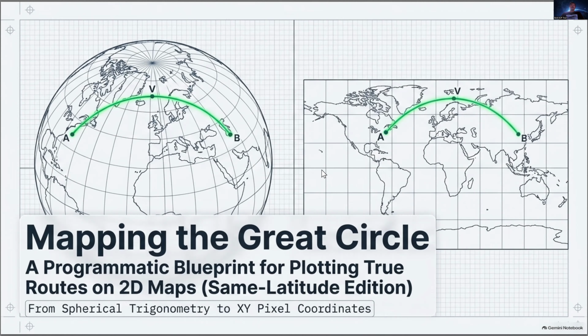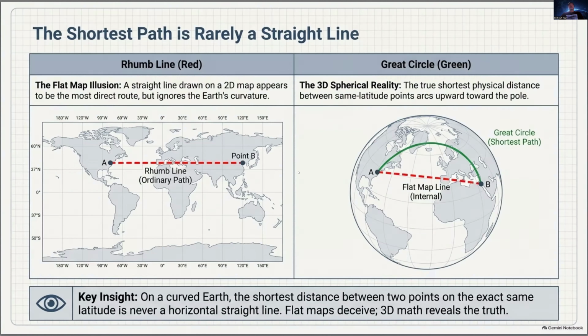And using the calculation between A and B with the same latitudes, and then making a small program to mark vertex V, with A to B, A to V, V to B with the red line, and the other line for the green line of the great circle. The shortest path is rarely a straight line.